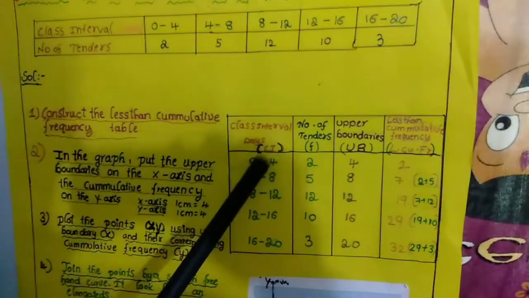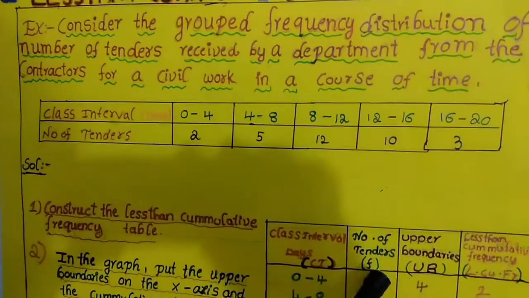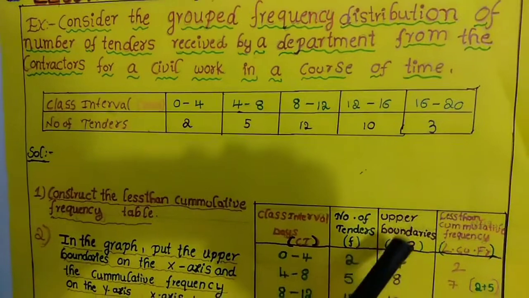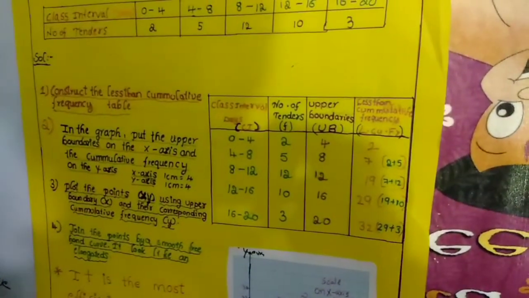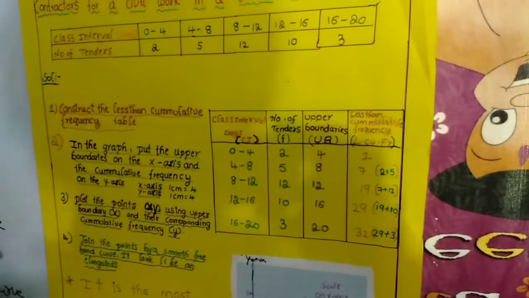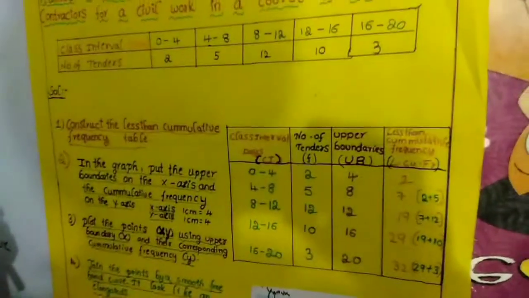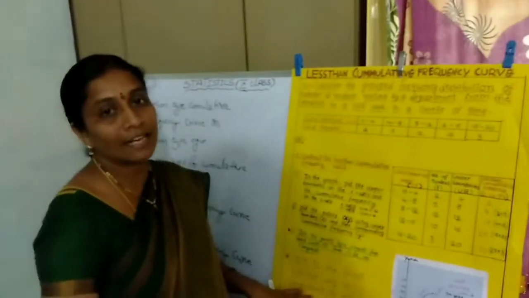The class intervals are given in the problem, and the number of tenders is taken as the frequencies. We then write the upper boundaries of each class interval. The less than cumulative frequency depends mainly upon the upper boundaries of the class intervals.